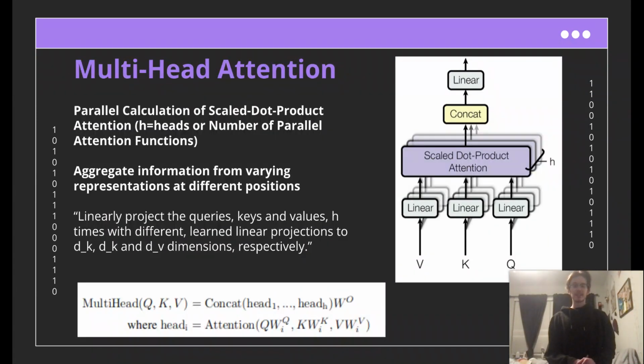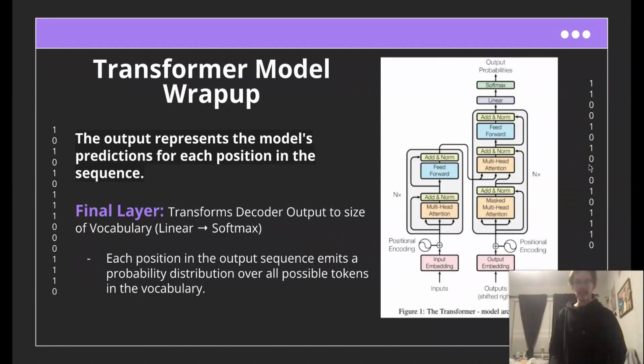The multi-head attention is what's in the sublayers, and this is h parallel scaled dot product attention functions. It is supposed to aggregate information from varying representations at different positions. You can see the exact technical details here: we concatenate the different heads, or parallel operations, where each head is a trainable matrix times the Q, K, and V values. That is then concatenated and fed into the linear layer out of the decoder.